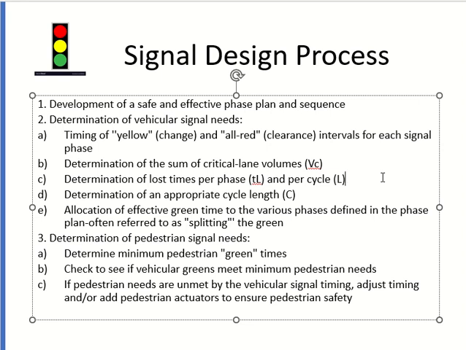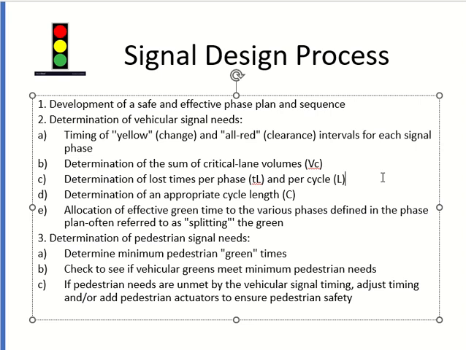Once you calculated the cycle length, it is the total time. From the total time, you subtract the lost time, you will get total effective green time. Then you will divide the effective green time into the available phases, and this division should be according to the critical lane volume. Okay, the side which has more critical lane volume should get more of the respective green time. So this is the end of the second step, in which we have calculated the timing of all signal lights.